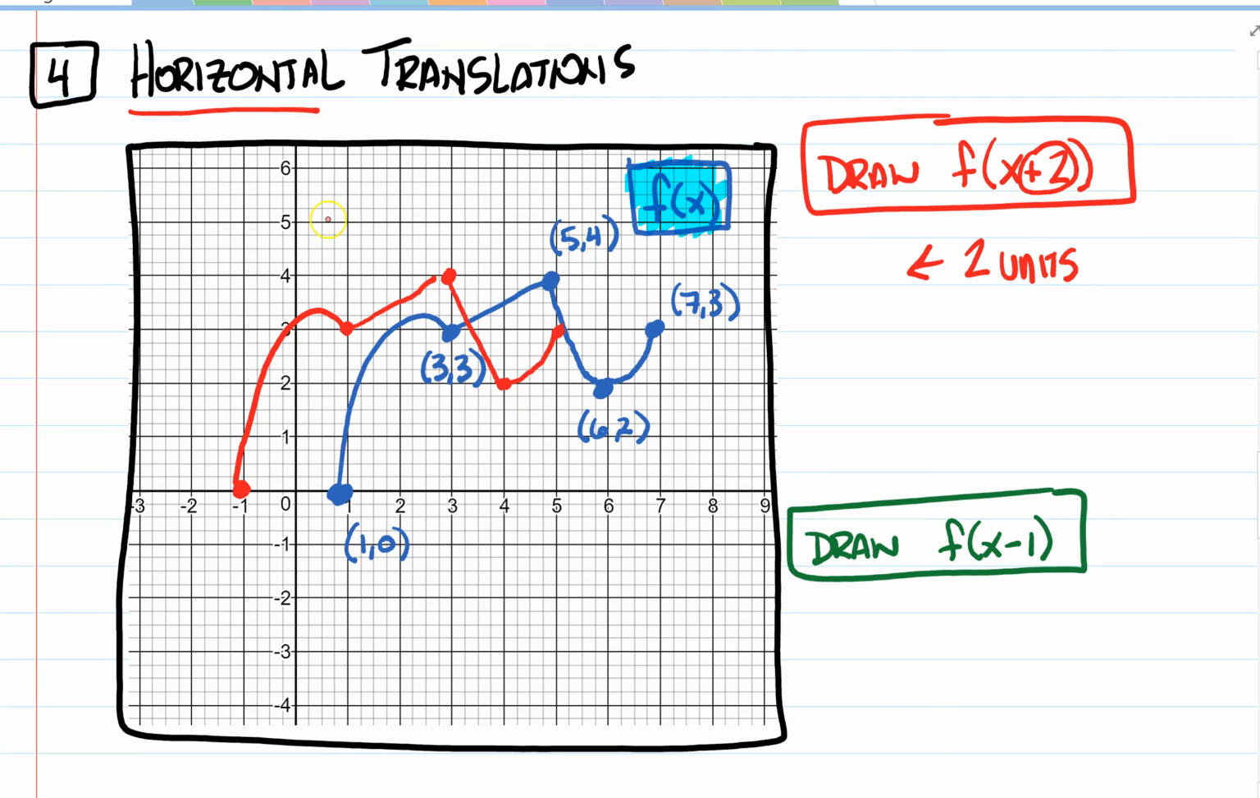So my red graph now represents f of the quantity x plus 2. I have moved that graph 2 units to the left. The reason it's to the left is because I would have to add back the 2 units to get me the original function. That's why it's the opposite of the way that it looks. Okay, let's do one more.